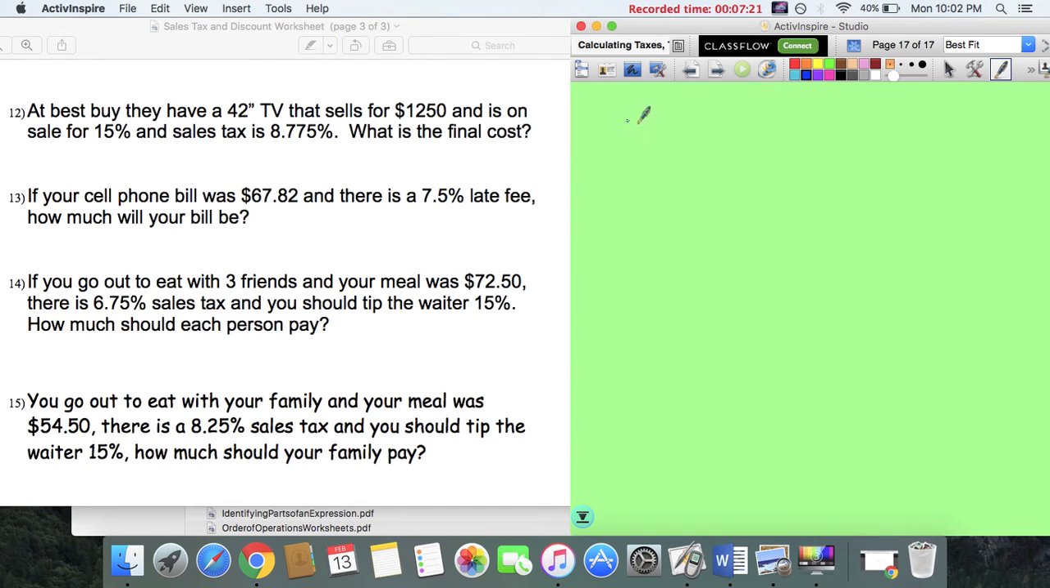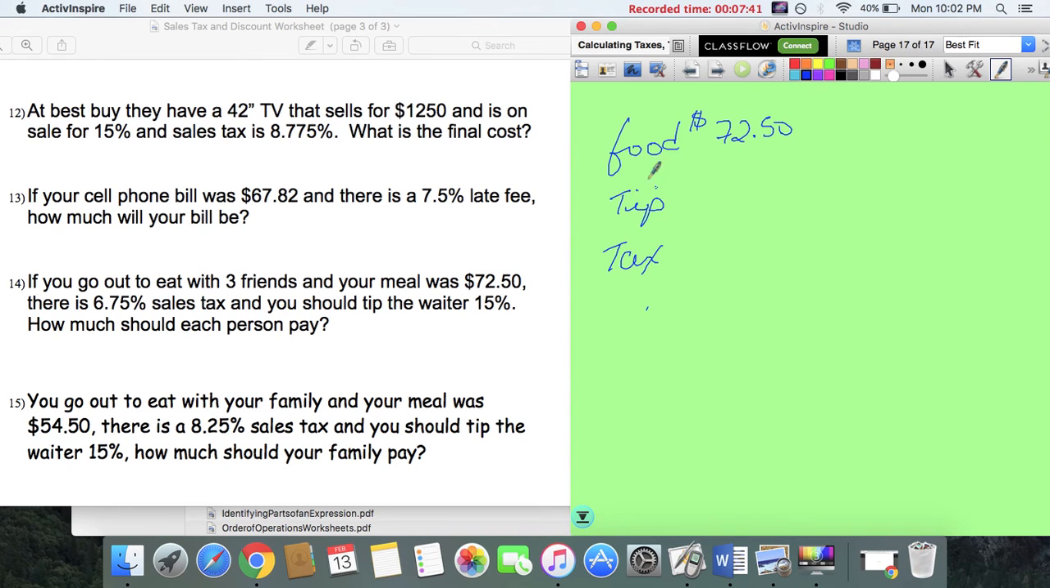you're going to eat with your 3 friends. So the food was $72.50. So now you're going to tip the waiter. So the tip is something that you're going to add on, right? So it's something extra you're going to have to pay. And there's this other extra thing that you're going to pay, which is called taxes.